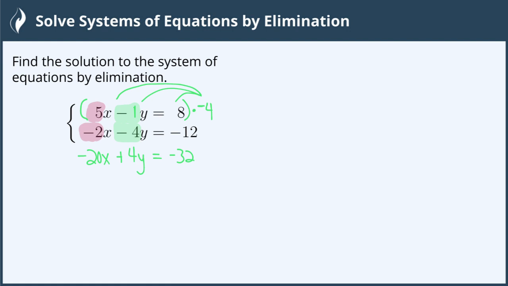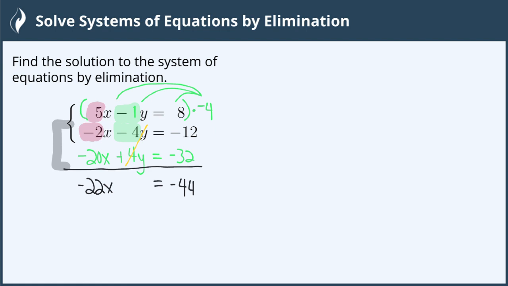Now we can add these two equations together. Note that what we're doing here is we're adding this bottom equation to the new version of our top equation after we've distributed. -2x minus 20x is -22x. -4y plus 4y cancels, as we had hoped. And we carry down our equals. -12 and -32 gives us -44.